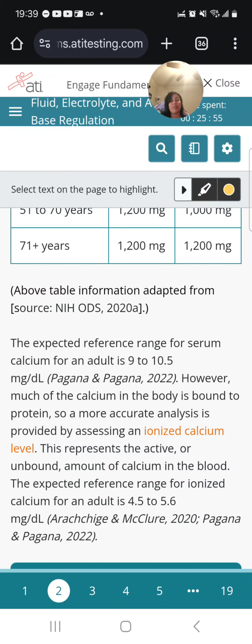The expected reference range for serum calcium for an adult is 9 to 10.5. However, much of the calcium in the body is bound to protein, so a more accurate analysis is provided by assessing an ionized calcium level. This represents the active or unbound amount of calcium in the blood. The expected reference range for ionized calcium for an adult is 4.5 to 5.6.